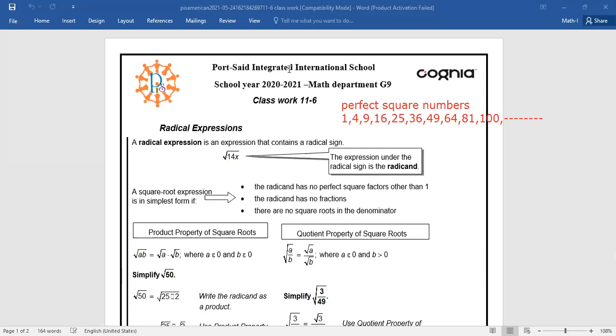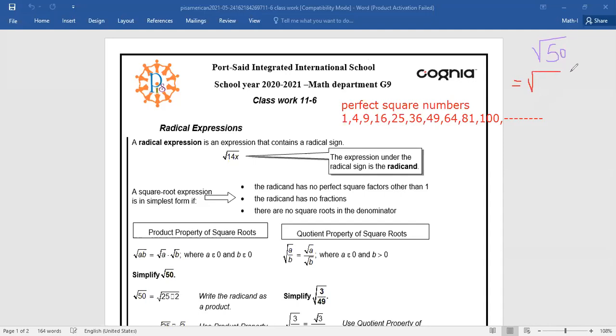When we have square root 50, and I want to put it in simplest form, I'm not talking about students who prefer to work with a calculator. We want to answer it by our mind. How can we find the square root of 50? We can search 50 first. Is there any perfect square number in it? Something times something will give us 50, and one of them is a perfect square number.